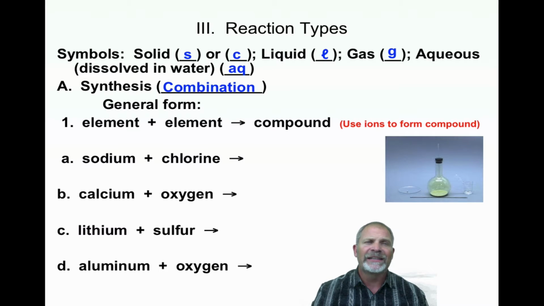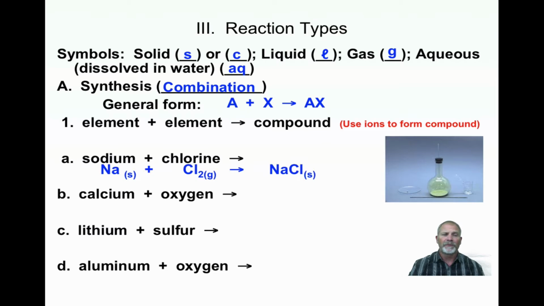So synthesis is also called a combination reaction. The generic form is A plus X yields AX. So I have two elements that are going to come together and form a compound. In this situation, first I have sodium. Sodium's in group 1, a plus 1. Chlorine's in column 17, minus 1. They come together in a 1-to-1 ratio. Sodium is black, it's a solid. Chlorine is red, it's a gas. And I form sodium chloride, which is a solid.